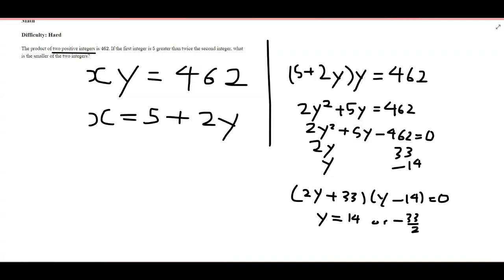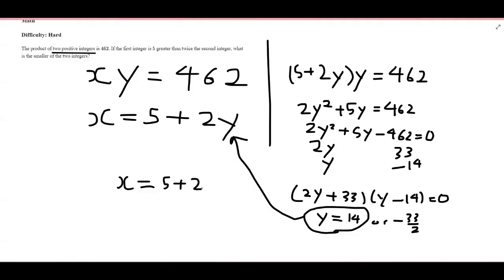But remember what I said earlier, positive integers. So which of the two is a positive integer? Well, obviously, 14 is a positive integer. I can go ahead and put this inside the y here. So it becomes x equals 5 plus 2 times 14, and x becomes 33.